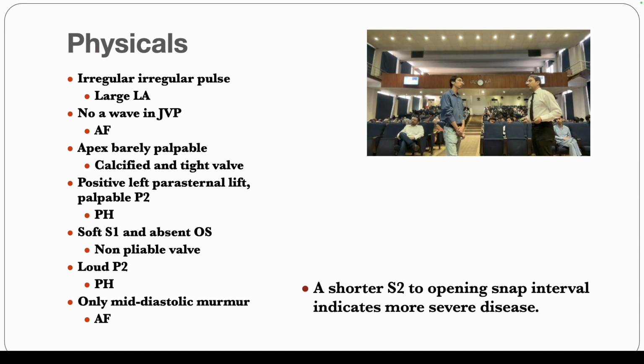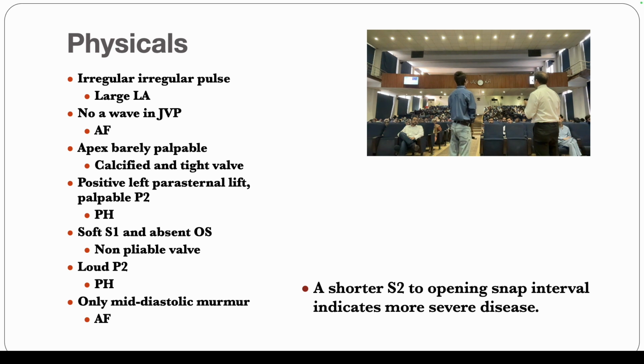Now, I need your attention here. You have a first heart sound, systole starts. There is a second heart sound, systole ends, diastole starts. When the diastole starts, what will happen? Mitral valve will open. The blood will move from the atrium into the ventricle. So this opening produces a sound which is called opening snap.